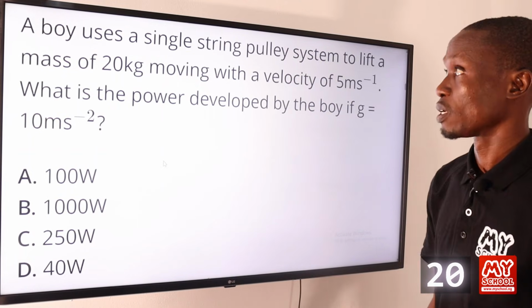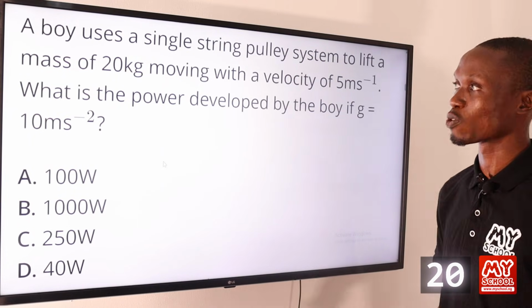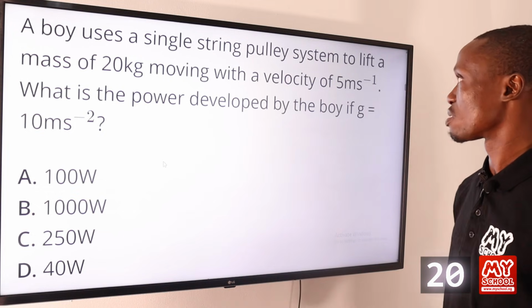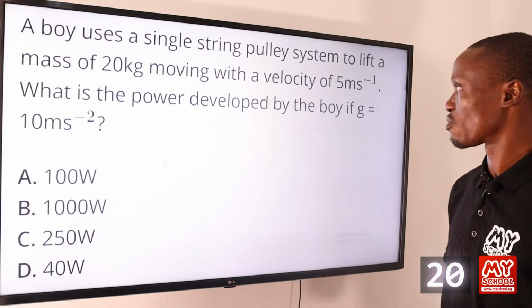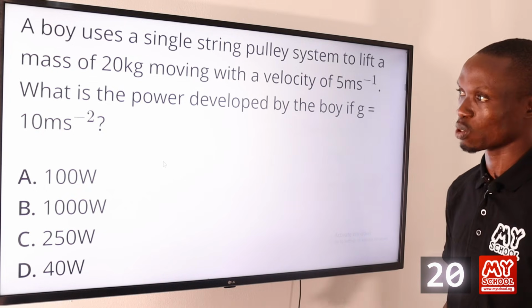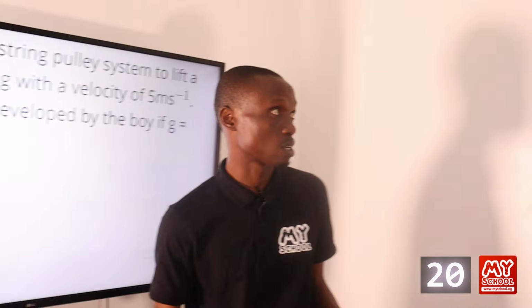Question 20. A boy uses a single string pulley system to lift a mass of 20 kilograms, moving with a velocity of 5 meters per second. What is the power developed by the boy if g is equal to 10 meters per second squared? So let's move over to the board to provide the answer to this question.